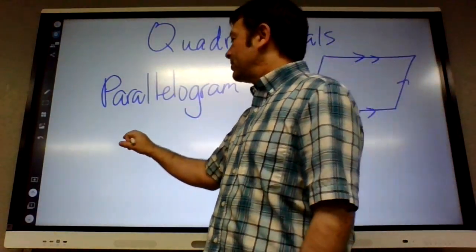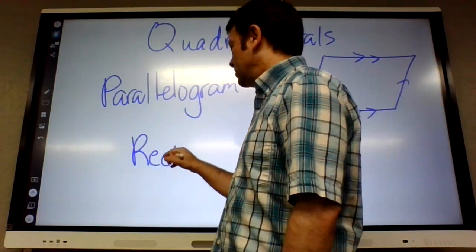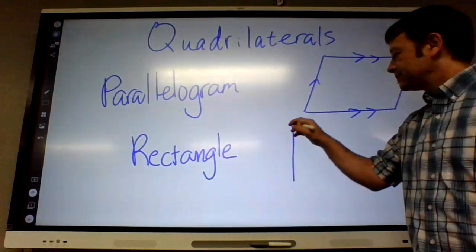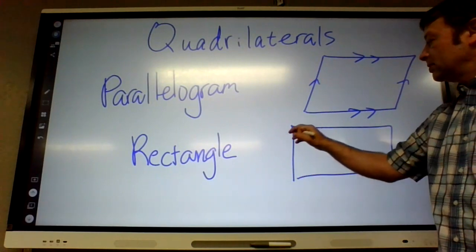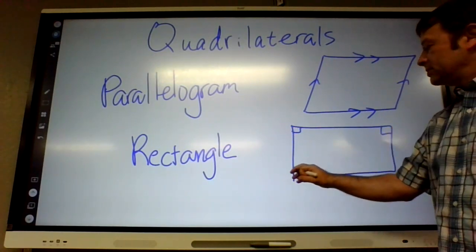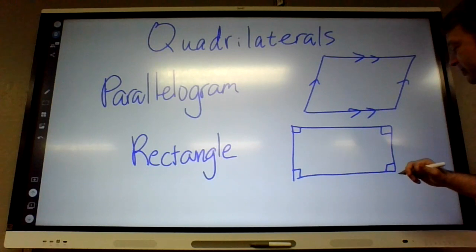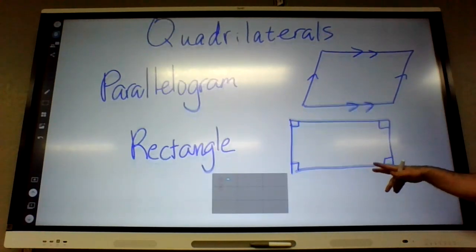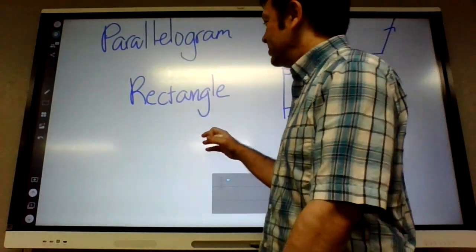Okay, what makes a rectangle a rectangle? Four congruent angles or four congruent right angles. Okay. Is a square a rectangle? Yes. Is a rectangle a square? No. Hey, you guys got it right. Congrats.